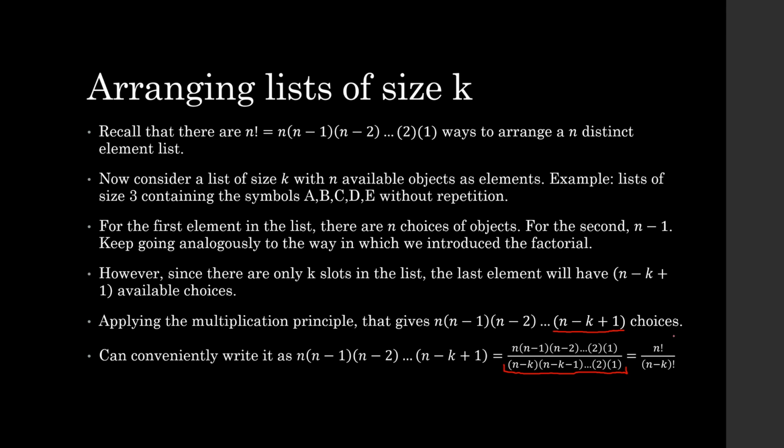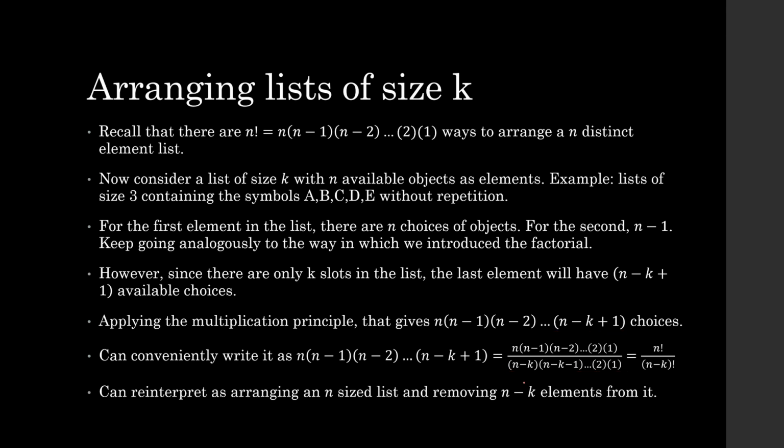And so that gives us a nice way to talk about taking k sublists of an n element list. So it's like arranging the whole list with n factorial elements, and then I remove this n minus k factorial in the bottom. And you can reinterpret that as arranging an n-sized list and removing all the n minus k arrangements. I wrote n minus k elements, but it's removing all the arrangements of size n minus k from it.